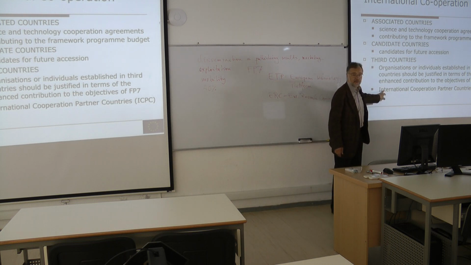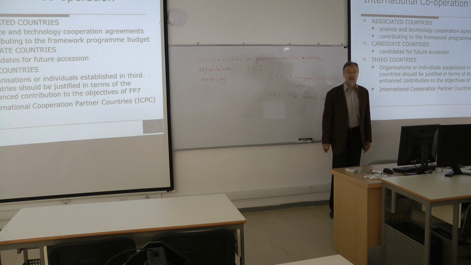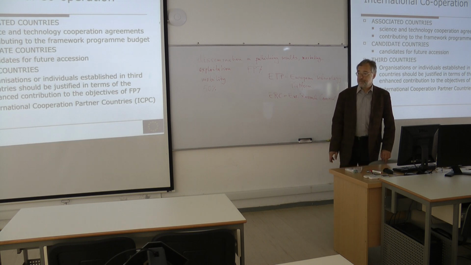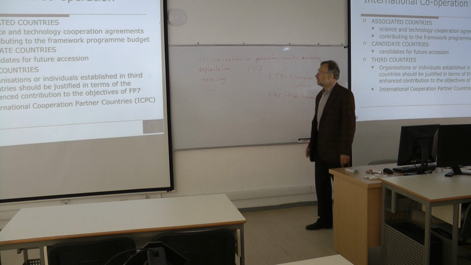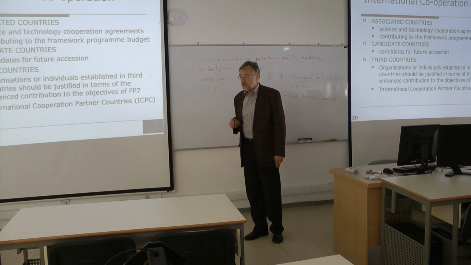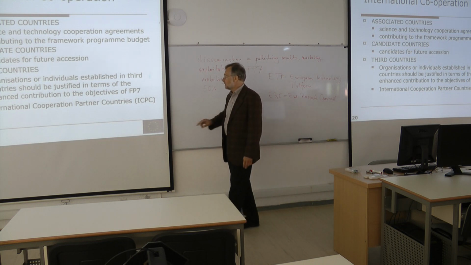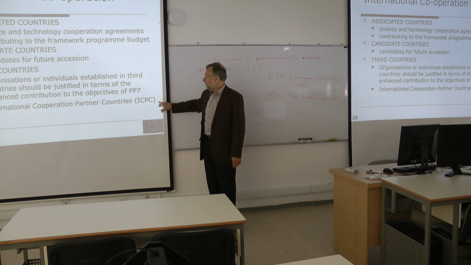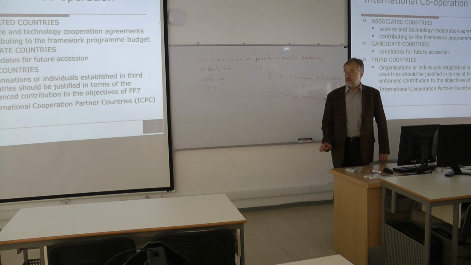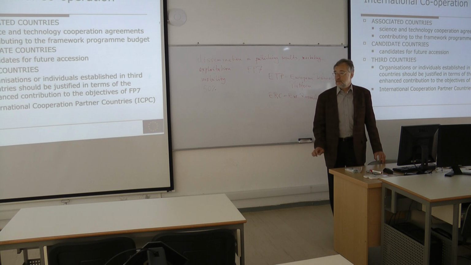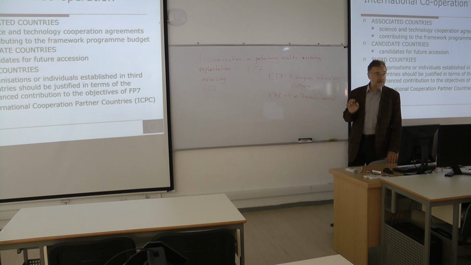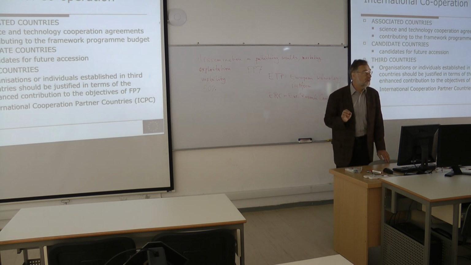And these are called ICPC, International Cooperation Partner Countries. One remark here, we have Kosovo. Kosovo is not a candidate country, and Kosovo doesn't have a science and technology cooperation agreement. So officially for the European Union, for these programs, Kosovo is a third country or an ICPC, as a side remark. Okay? So international cooperation is important, and both the associated countries and third countries can participate in all kinds of projects.